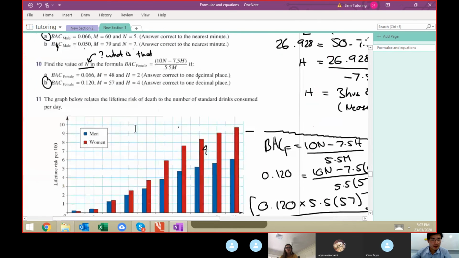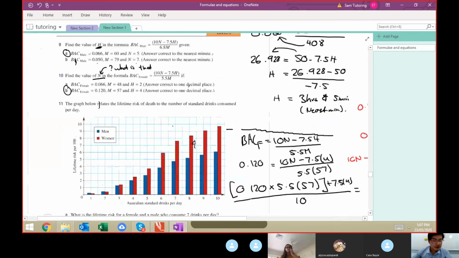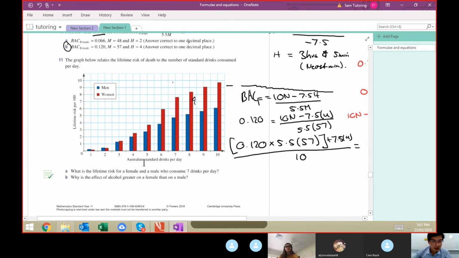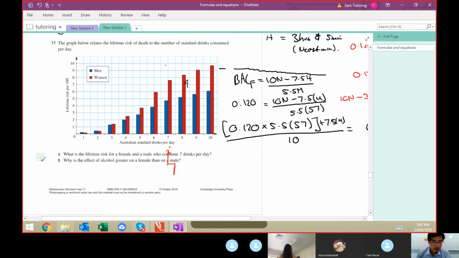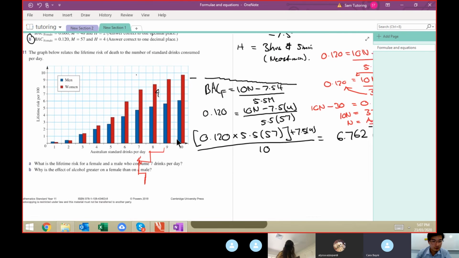It looks like we've got a skill-based question here. The graph shows the relative lifetime risk of death to the number of standard drinks consumed per day. You've got men and you've got women, and Australian standard drinks per day. What is the lifetime risk for female and male who consume 7 drinks per day? So 7 drinks per day would be this column graph here.